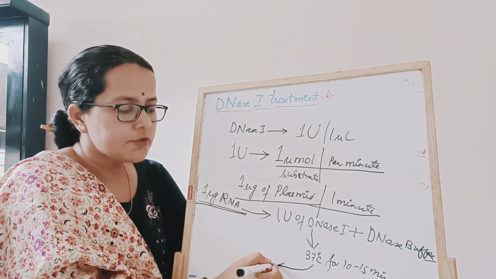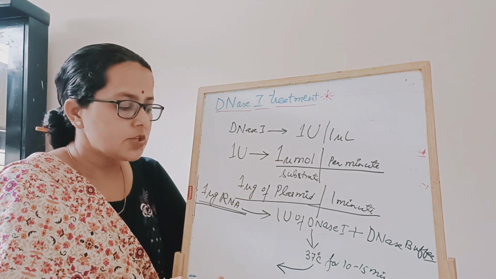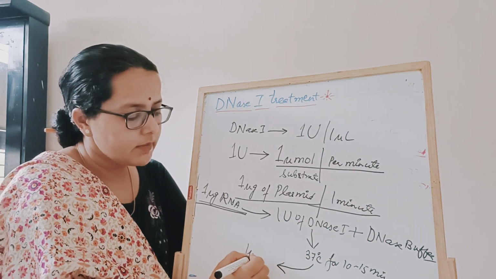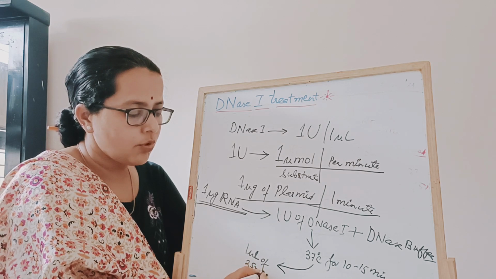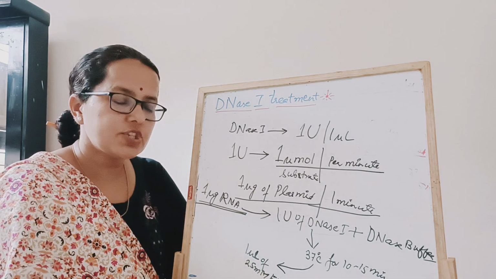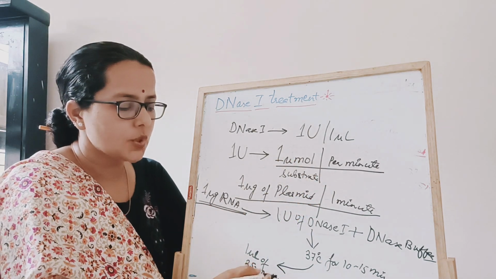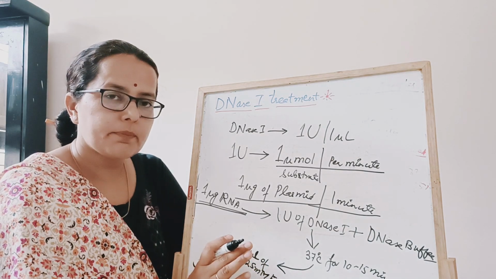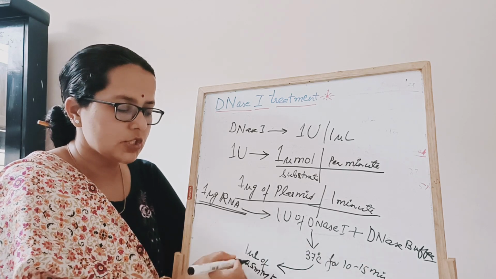Now you have to inactivate your DNase I. The inactivation is very simple. You have to use 1 microliter of 25 millimolar EDTA. EDTA is an ion chelator, so it will take out all the magnesium ions which are required for the DNase I activity, and hence the DNase activity is inhibited. So 1 microliter of 25 millimolar EDTA you have to add to that solution.